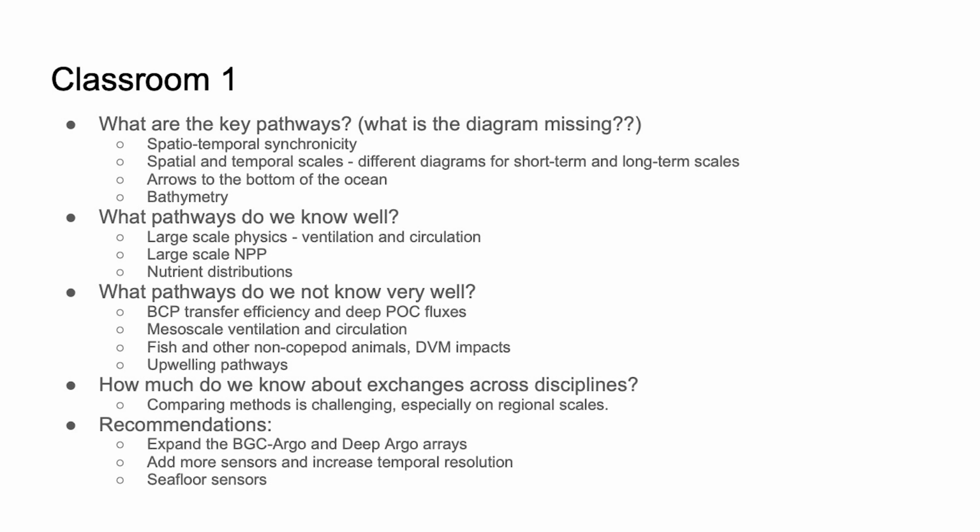We didn't put as many as group 1, but we talked a lot about biological pump transfer efficiency and POC fluxes to the deep ocean, and how do we quantify export to the deep ocean. We talked about mesoscale ventilation and circulation. We also talked a lot about fish and, importantly, other non-copepod animals.